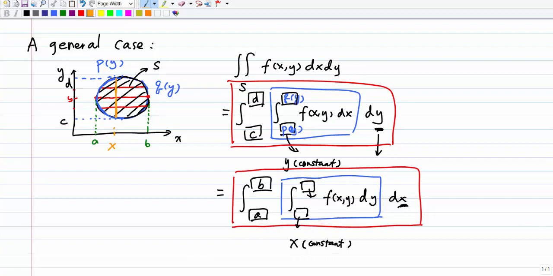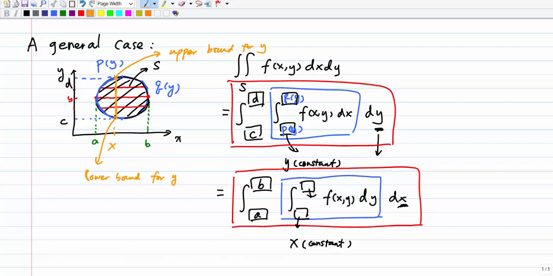So let's say you have a lower bound. The smallest value you get is just the lower bound for your y, and the largest value is the upper bound for your y. So this is the lower bound for y, and this is the upper bound for y.